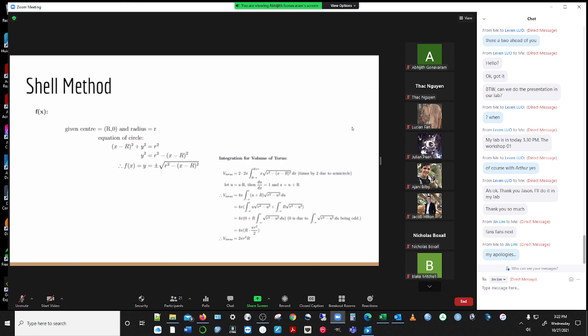Integrating via the substitution method results in the volume of a torus equaling 2 pi r squared times capital R, where r is the radius of the circle and capital R is the distance from the y-axis to the center of the circle.